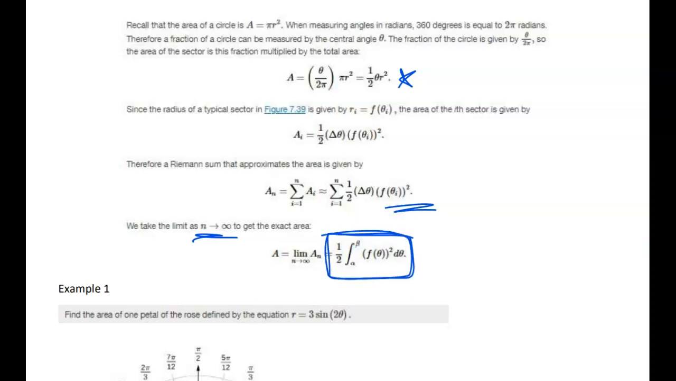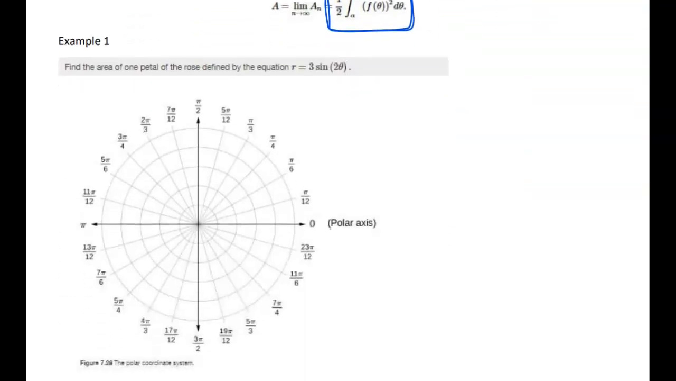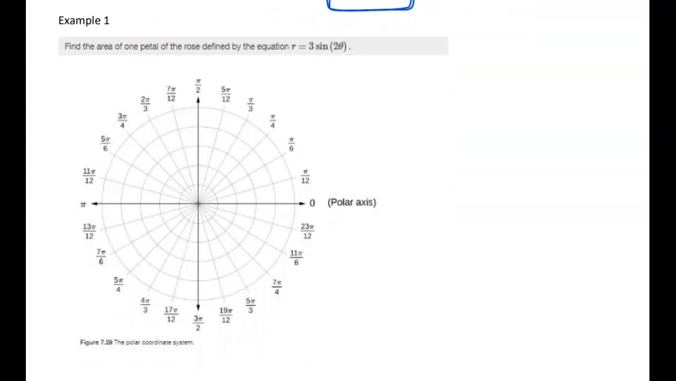Now, in my classes, I'm going to give you this formula because applying it is more what I need to know if you can do. And so let's look at this example right here. Find the area of one petal of the rose defined by r equals 3 sine 2 theta.